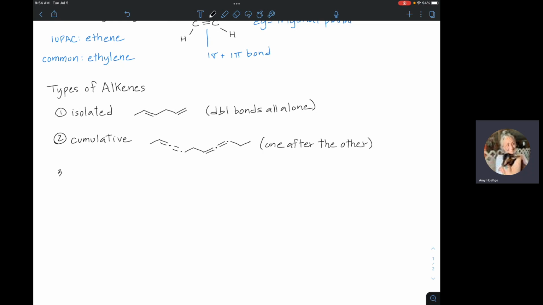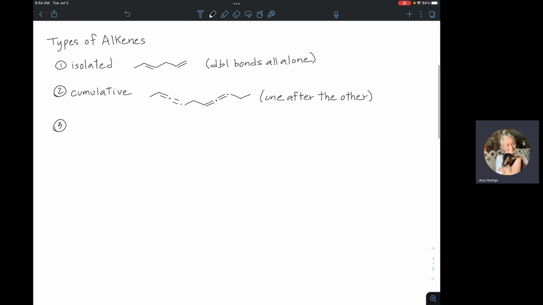And the third type, and this is going to be the interesting kind that we like to use for some of our reactions, is conjugated. And this is every other carbon bond will have a pi bond. Something like that. So every other carbon bond will be a double bond.